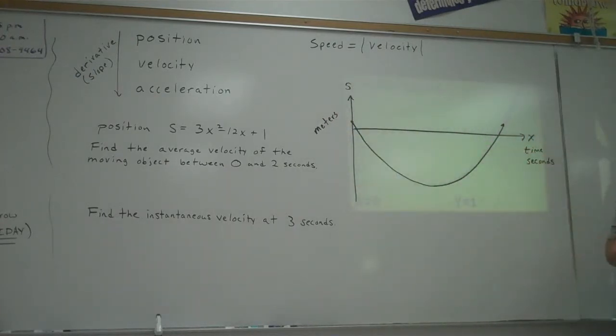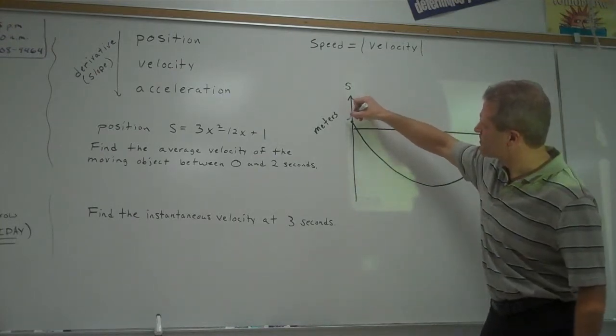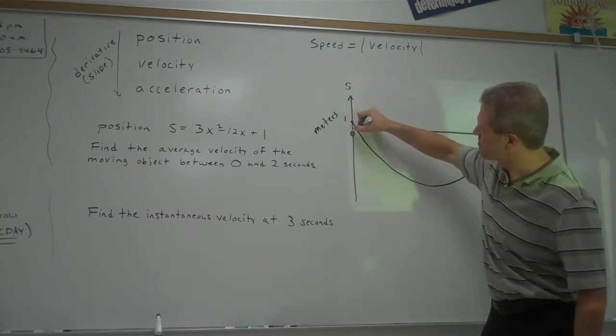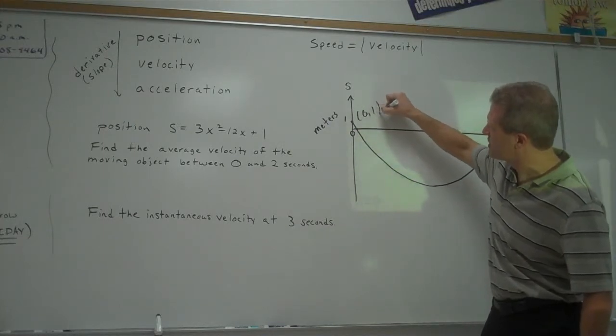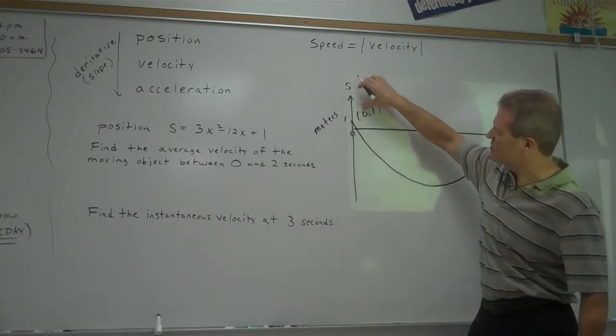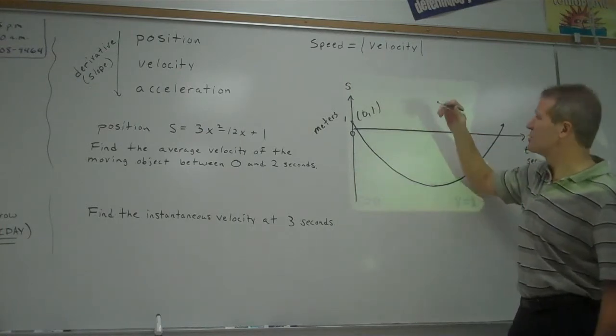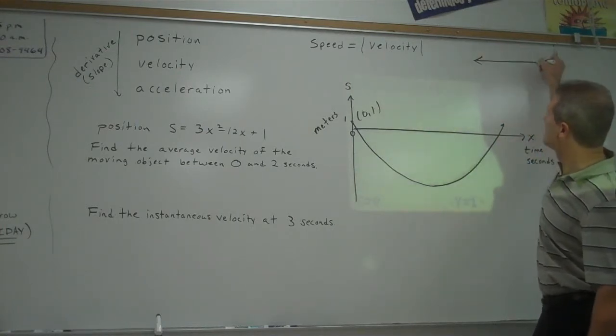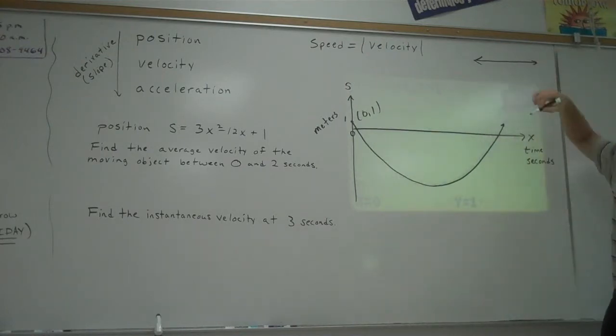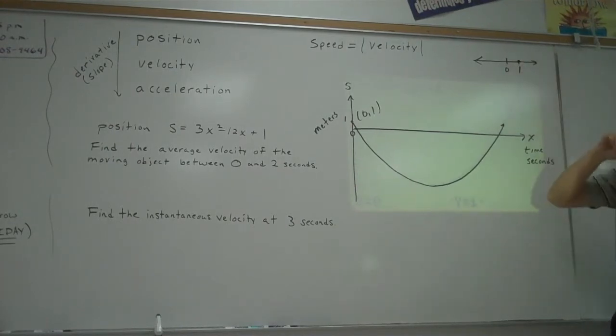All right? Find the average velocity of the moving object between 0 and 2 seconds. So right now, I've already traced to the point 0,1. This is the point 0,1 right here. That's the point 0,1. So that means after 0 seconds, the object is 1 meter. Let's say we're doing it on a horizontal axis. Okay, horizontal line. Let's say a particle at 0 seconds is at the 1 meter mark, right there.